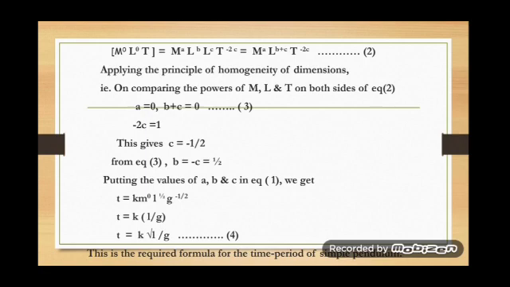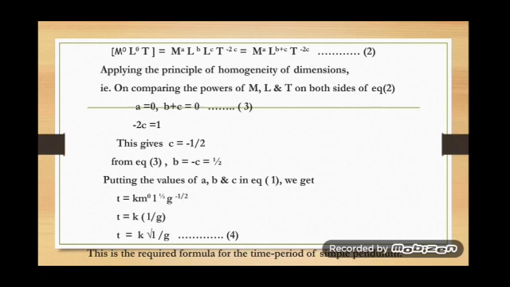As L and g have the same powers, that is one is positive 1 by 2 and other is negative 1 by 2, therefore it can be written as L upon g whole to the power 1 by 2. And what is 1 by 2 power? It is square root. Therefore the equation will become T is equal to k under root L upon g.